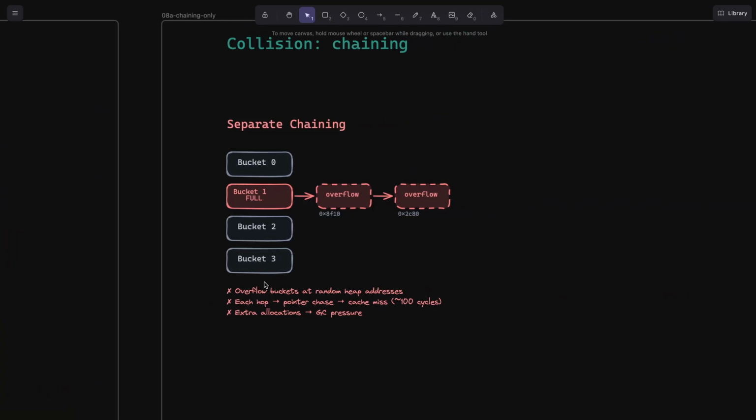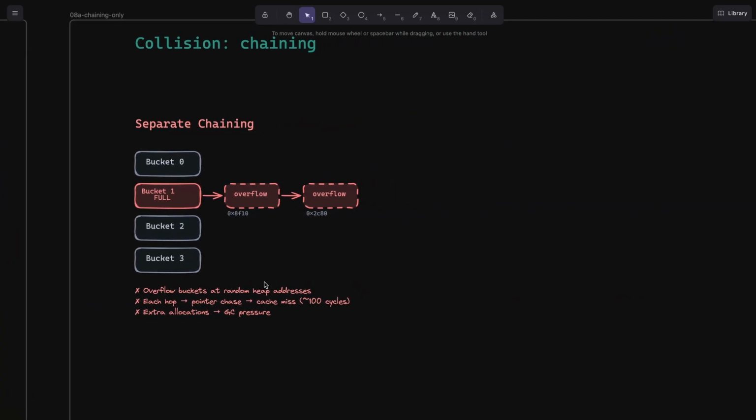So let's talk about what happens during a collision: chaining, overflow buckets, and why it is bad. So you're filling a bucket and a 9th key wants in, but there are only 8 slots. They're all taken. What now? Go allocates a brand new bucket somewhere else on the heap and links to it with the overflow pointer. This is called chaining. Keep colliding and you build a chain: bucket, then overflow, then another overflow, and so on.